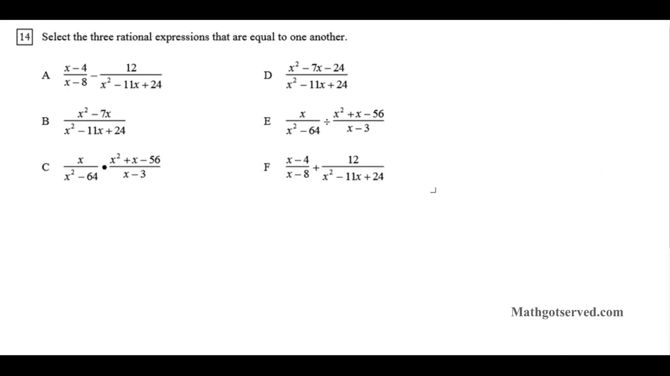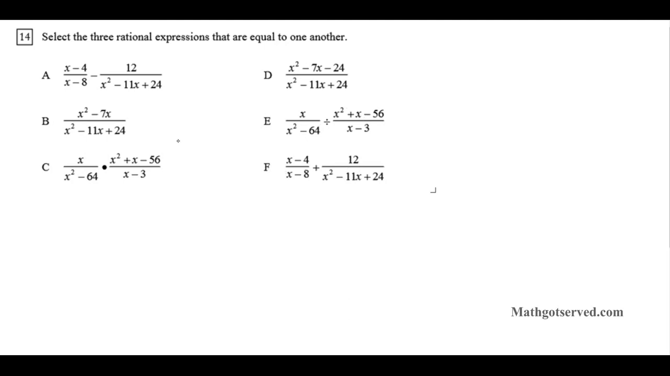Alright, let's take a look at question 14. We're to select 3 rational expressions that are equal to one another. Alright, so let's inspect all of this right here. If you notice, some quadratic expressions repeat themselves. For example, x squared minus 11x plus 24 repeats itself once, twice, 4 times. And then we also have x squared minus 7x, that's the main one that repeats itself. Also x squared plus x minus 5x repeats itself.